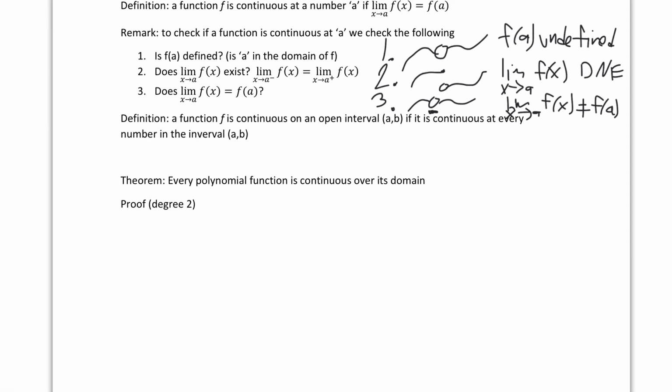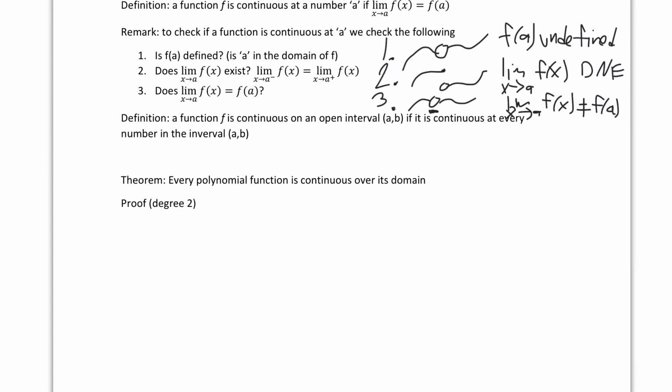Now, as a further definition, a function f is continuous on an open interval (a, b) if it's continuous at every number in the interval a to b. Now, initially, this might seem overwhelming. There's an infinite number of numbers between a and b, and we have to check a whole lot of points.